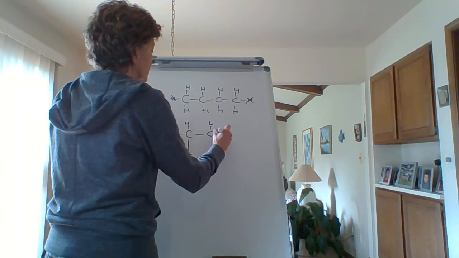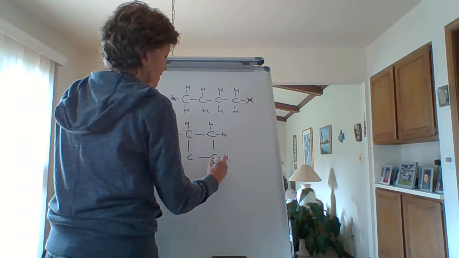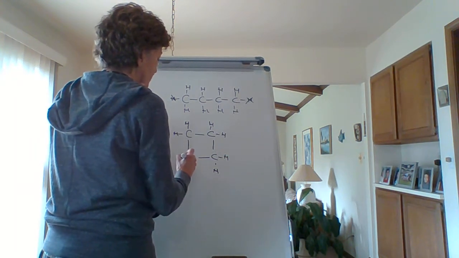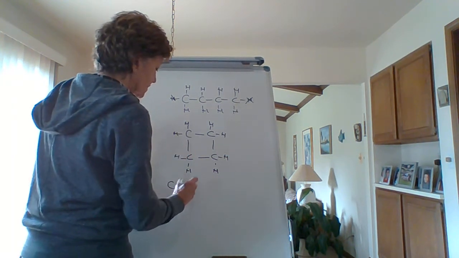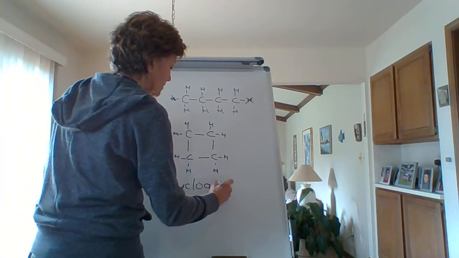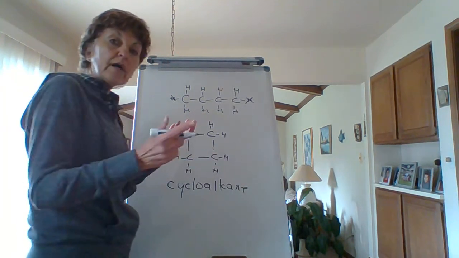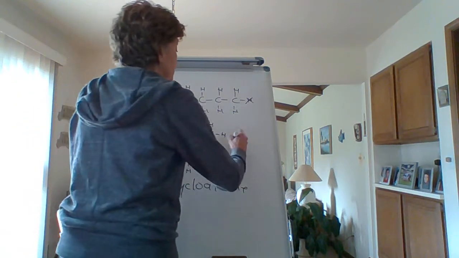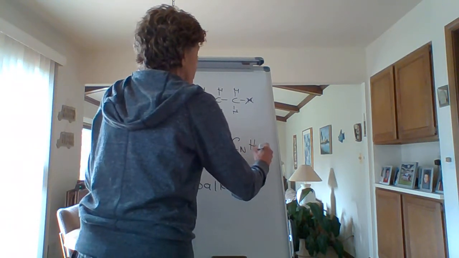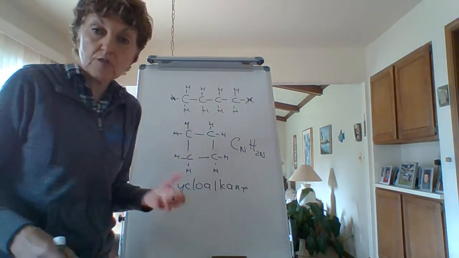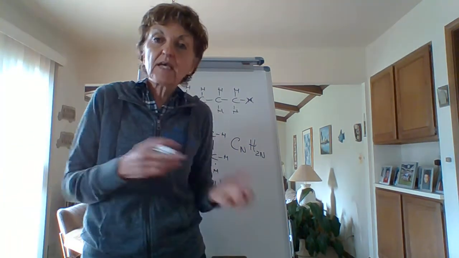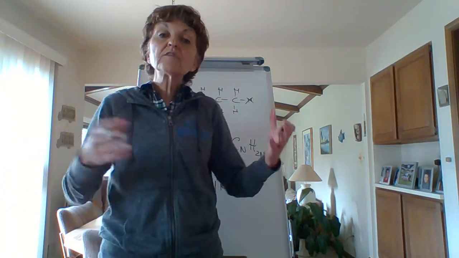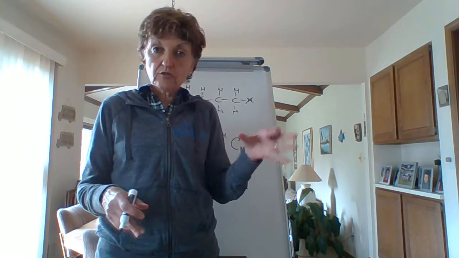So notice when you turn an alkane into a cycloalkane, this is a cycloalkane, you got rid of 2 hydrogens. So the general formula would be CnH2n and not plus 2. Remember, the alkane was CnH2n plus 2. Cycloalkanes are CnH2n.